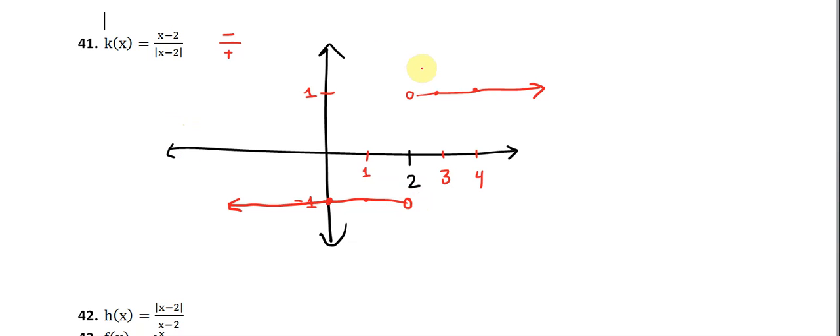Now I leave it to you to apply those same concepts and understanding to this next problem here with h of x, the absolute value of x minus 2 over x minus 2. So I've just flipped the fraction. So think through it, see what might be the same, what might be different. Make your mind do that work.